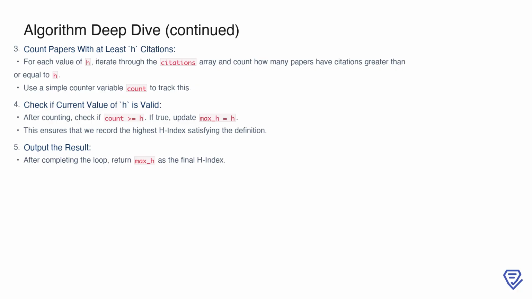Once we have the count for a specific h, we check if the condition count equals h is satisfied. If it is, we update max_h to the current value of h. This step ensures that we are always recording the highest valid h-index found so far. Finally, after we have finished evaluating all possible values of h, the value stored in max_h is returned as the h-index, which represents the result of our computation.